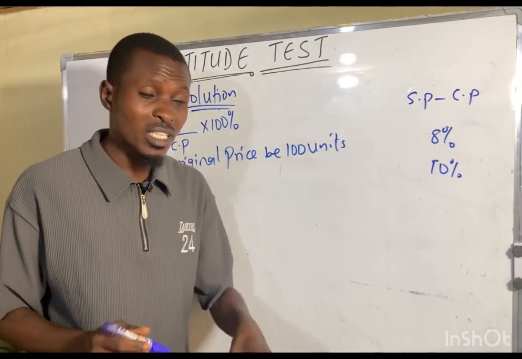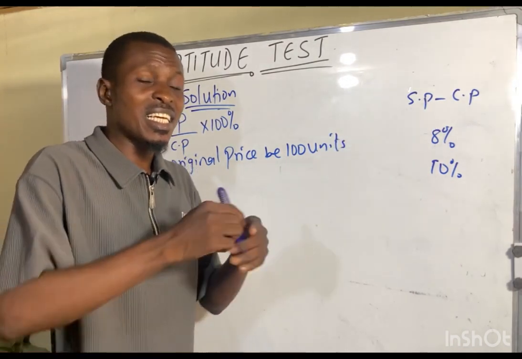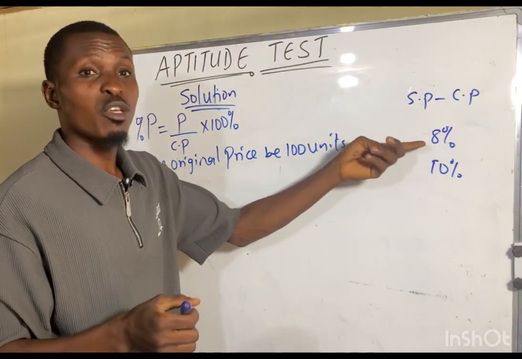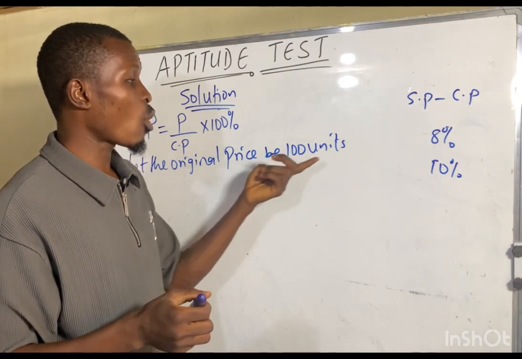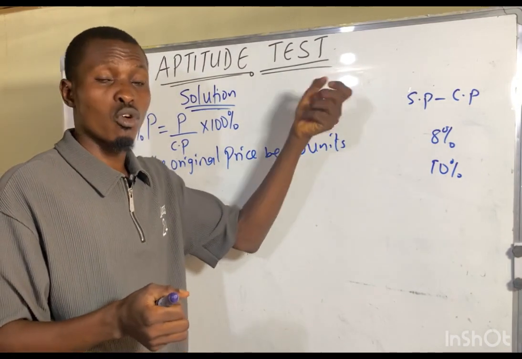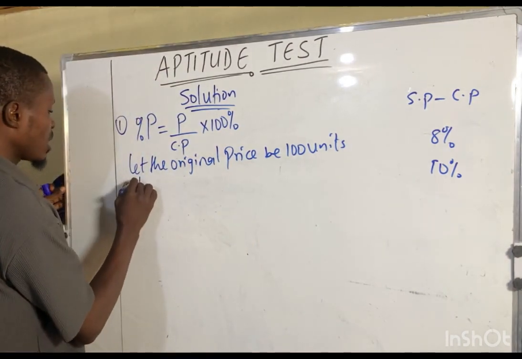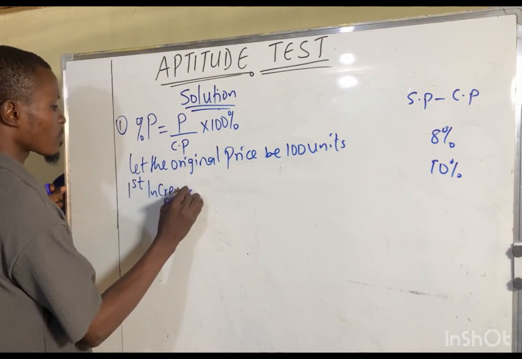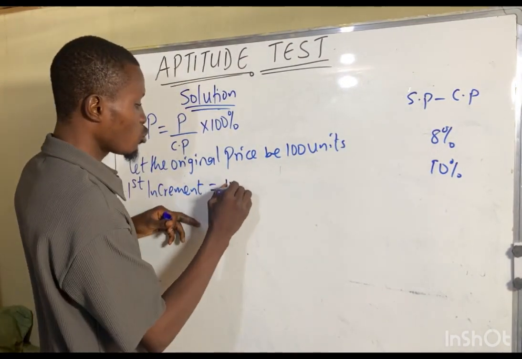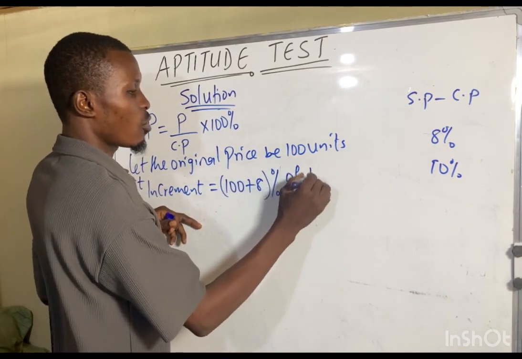For the first increment, 100% of any amount is the amount itself, it doesn't change, right? So an increment of 8% is an increment on 100%. You can say you have 8% of this unit plus 100, or just add 8 to 100, making 108% total. Let's do it this way. For the first increment, we have 8%. That gives us 100% plus 8% of 100 units.